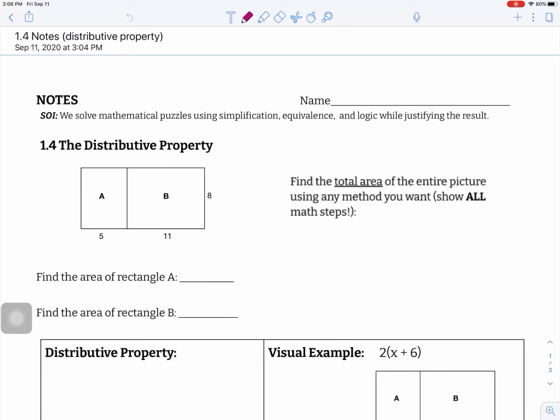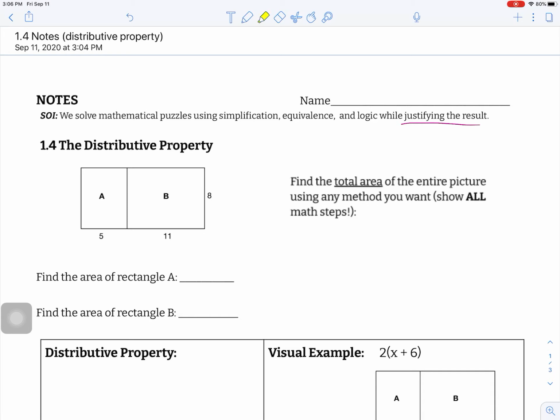So the other day when we took notes on the few properties of algebra that I want you to know this year, commutative, associative, multiplicative identity, and additive identity, I left off one important property, and that's called the distributive property. So again, we're going to be focusing on justifying those results today with another property.